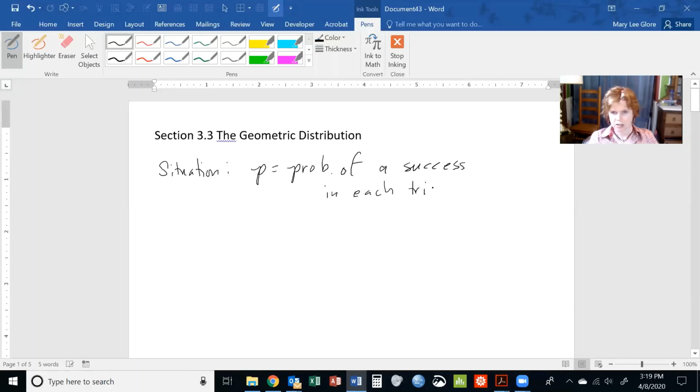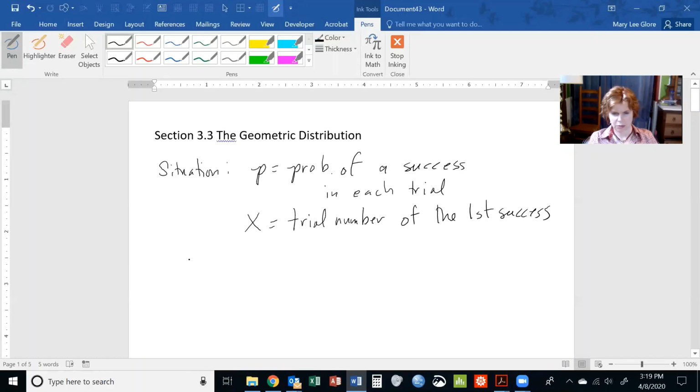All right. The difference is in the number of trials and what X is. So X is not the number of successes out of N trials. X is the trial number of the first success. All right, so what's the difference?